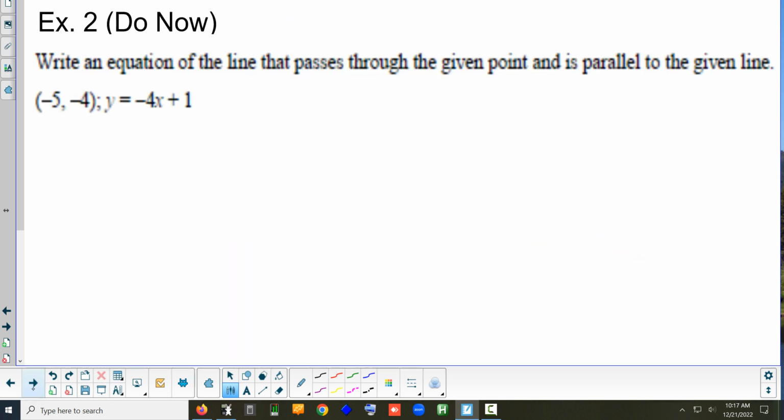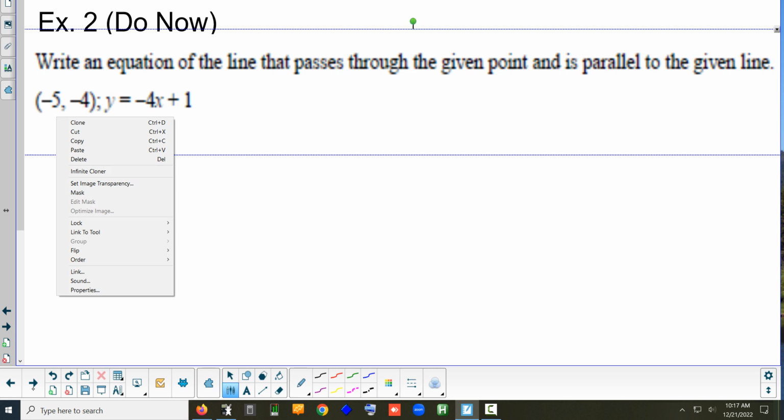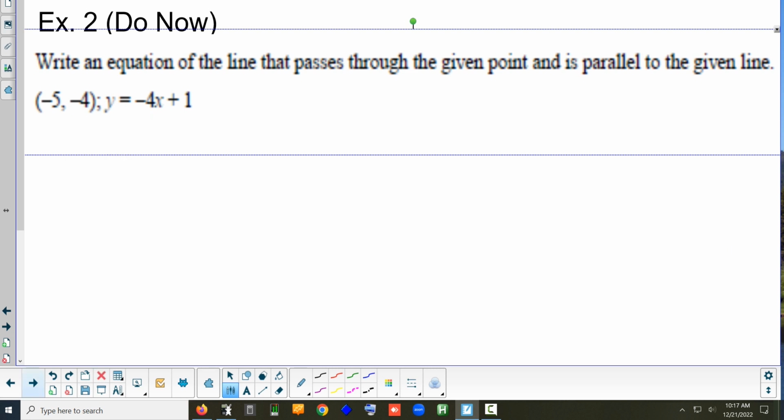Okay, so let's try this. This is on the back, so we're done with the front. And it says, do now. Write an equation of a line that passes through the point that they give you, and it has to be parallel to the line that they give you. I'm not going to draw it this time. We're not going to draw anything.